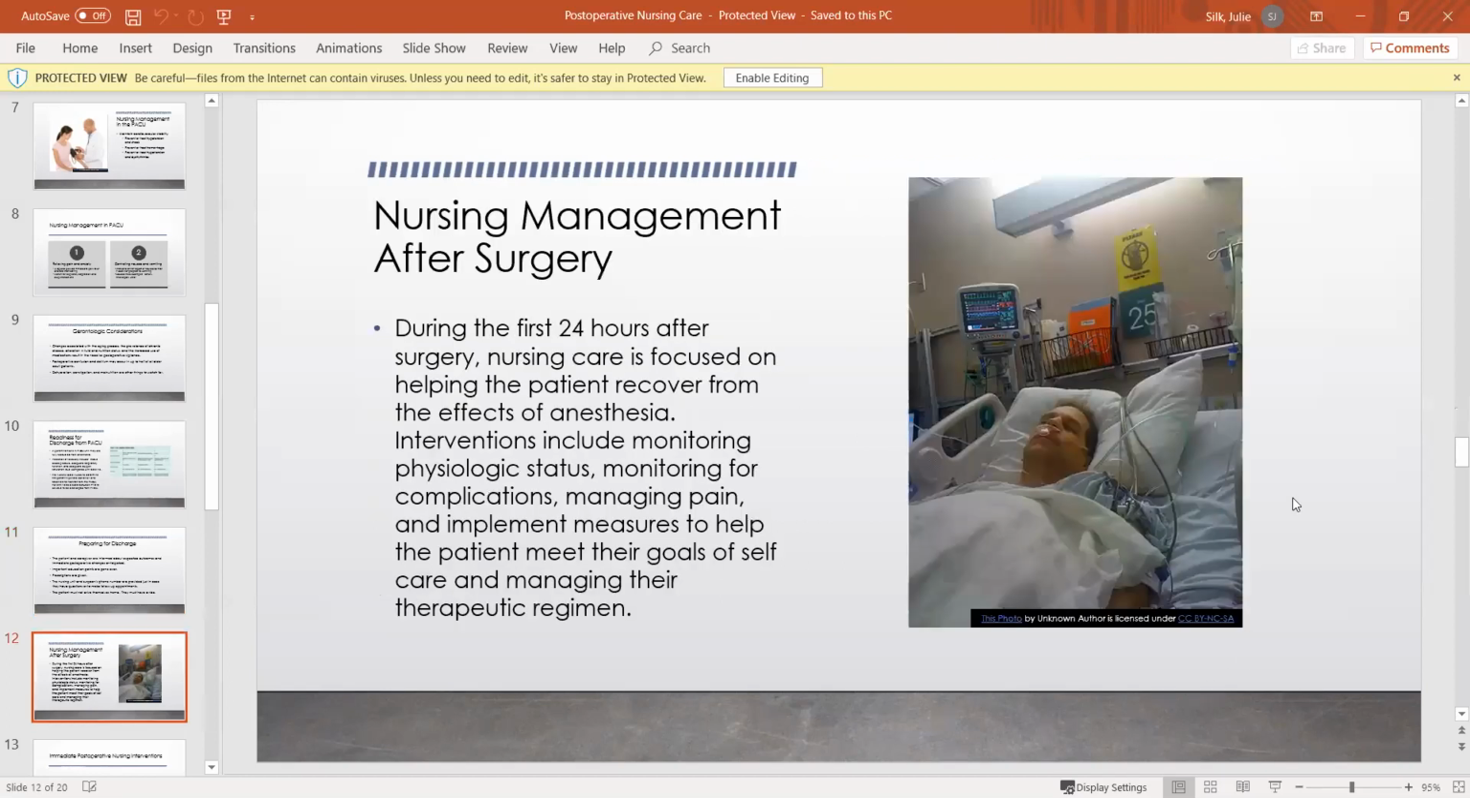Okay, so this part is talking about if you discharge someone from the recovery room and they stay in the hospital, they don't go home that day. So when you discharge them from recovery and they go to the floor, during the first 24 hours after surgery, you are focused on trying to get them to get that anesthesia out of their system and get back to normal as much as possible. So that's kind of what our focus is when they get to the floor.